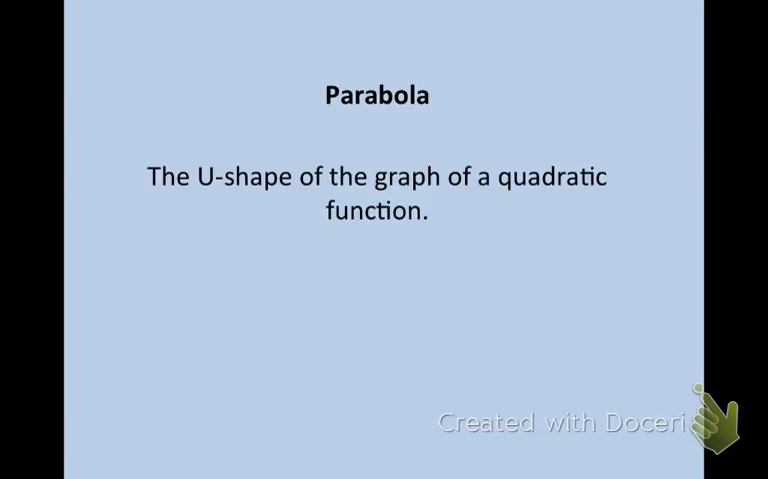Now, the name of the graph of a quadratic function is called a parabola. And so a parabola is basically this U that can either go up or go down. We can say it opens up or opens down. And again, this is the graph of a quadratic function named a parabola.